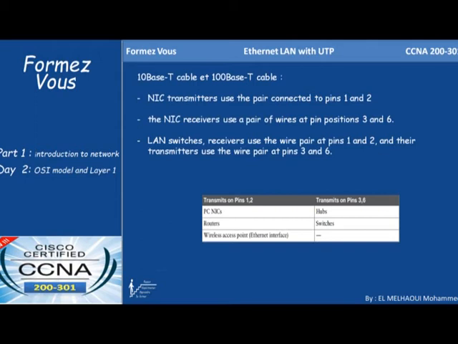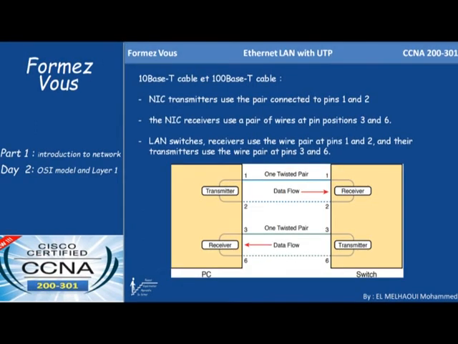LAN switches, knowing those facts about what Ethernet NICs do, do the opposite. The receivers use a wire pair at pins 1 and 2, and their transmitters use a wire pair at pins 3 and 6. To allow a PC NIC to communicate with the switch, the UTP cable must use a straight-through cable pinout. An Ethernet straight-through cable connects the wire at pin 1 on one end of the cable to pin 1 at the other end of the cable.